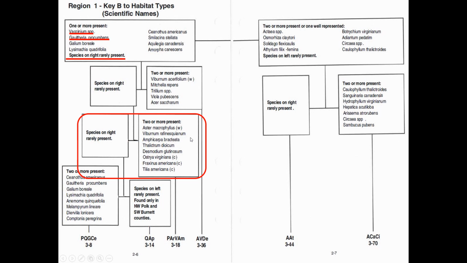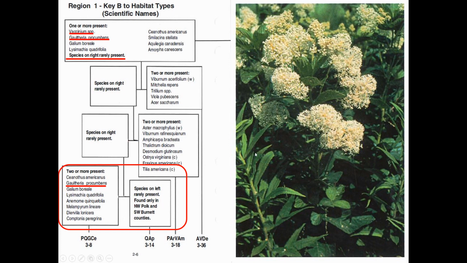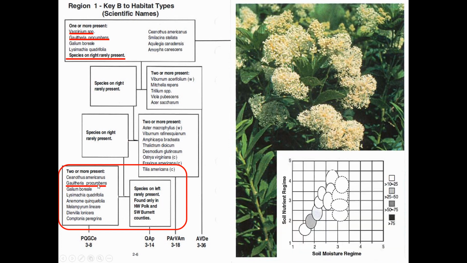And again, 2 or more of the following present. We look around, we don't see any of these species. So we say species on right rarely present. And then lastly, 2 or more present, Ceanothus americanus, Gaultheria procumbens, and so on. We've already seen Gaultheria procumbens. We saw that in our first step, that's wintergreen. And we also see some Ceanothus americanus, which isn't super frequent in the sites that it grows, but is still pretty specific in these poorer, drier sites.